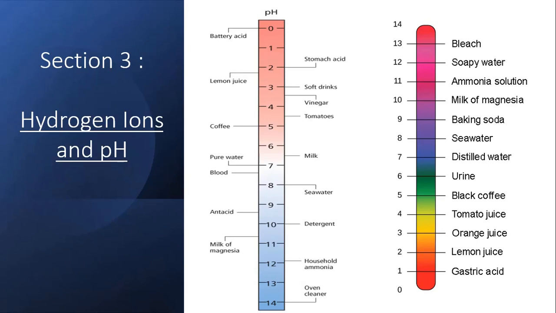Then we will start with bases. Seawater, 8. 9 is baking soda. 10 is milk of magnesia. 11 is ammonia solution. 12 is soapy water, which is actually the soap itself. Bleach is number 13. Bleach is also called Clorox in the commercial names, or Hypex in Jordan.